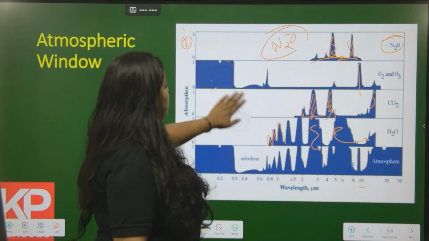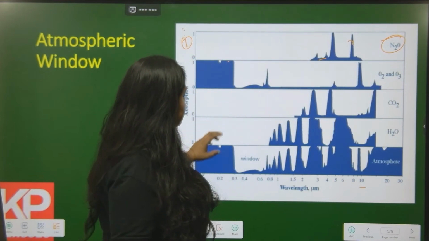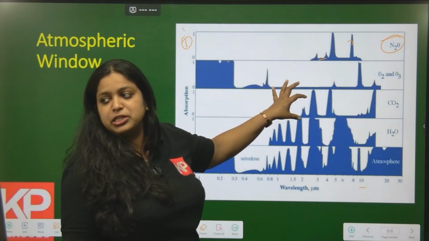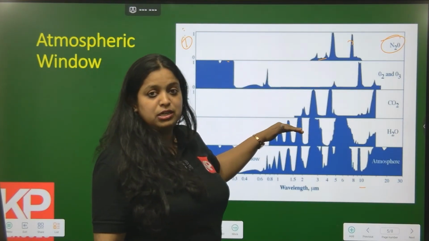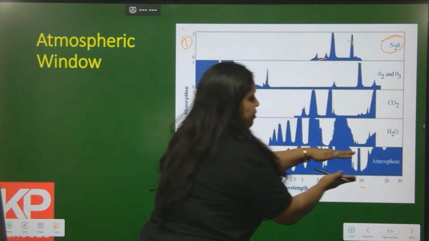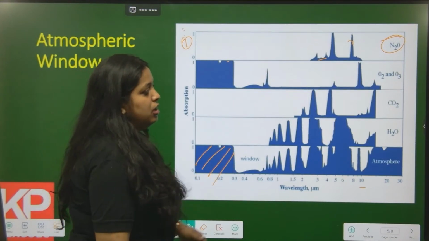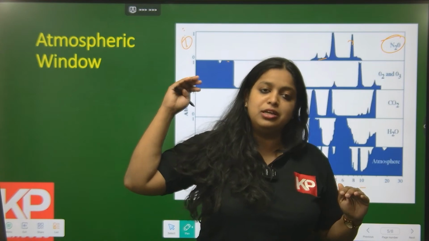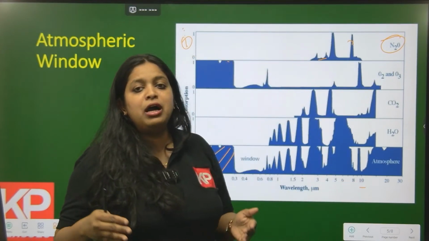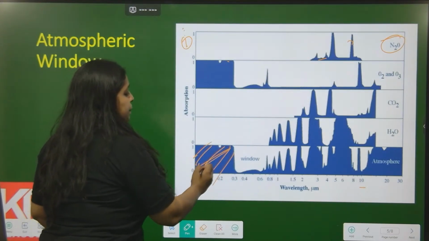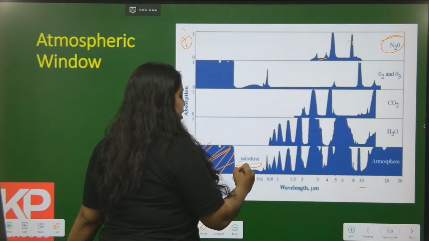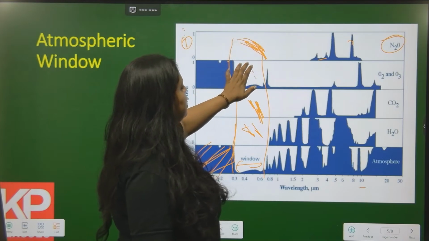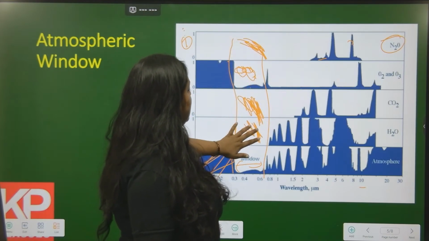Now if I combine all these 4 graphs together, the regions absorbed by nitrogen, by oxygen and ozone, by carbon dioxide, and then by water, I'll get a graph like this. The electromagnetic spectrum comes from the sun and reaches earth, but when passing through the atmosphere, the entire gamma and UV radiation is absorbed by oxygen. Then there is a huge area where it is not being absorbed. You can see in this entire setup, this much region is not absorbed by nitrogen, oxygen's absorption is very low, carbon dioxide is not absorbing, and water is not absorbing.